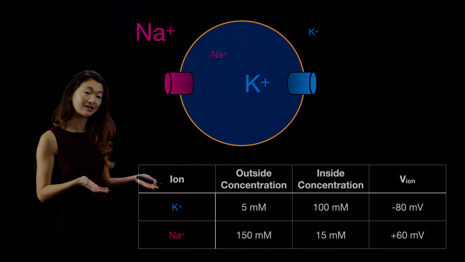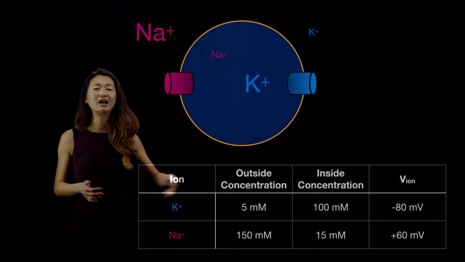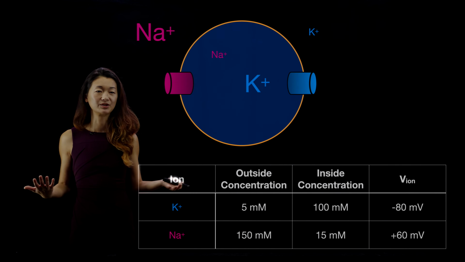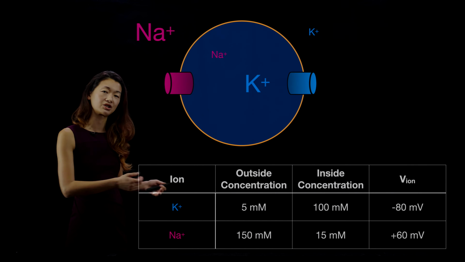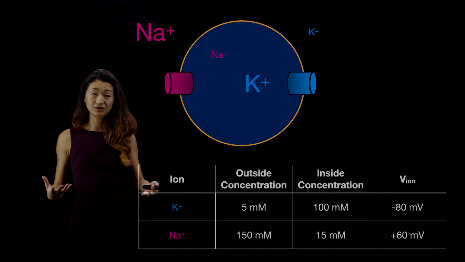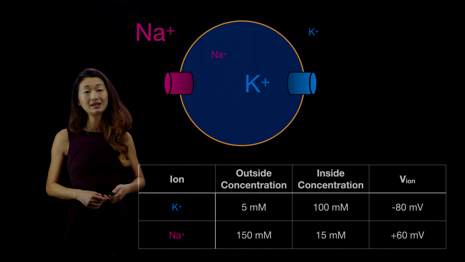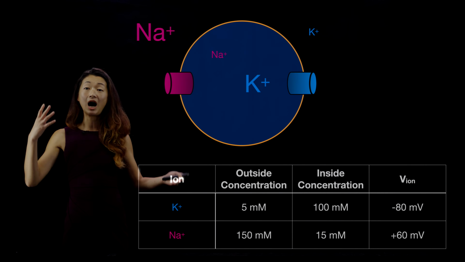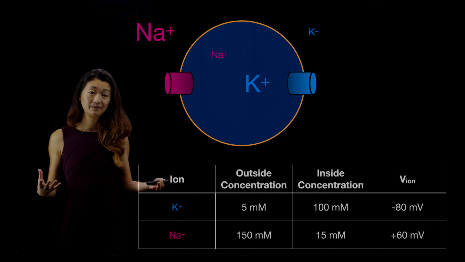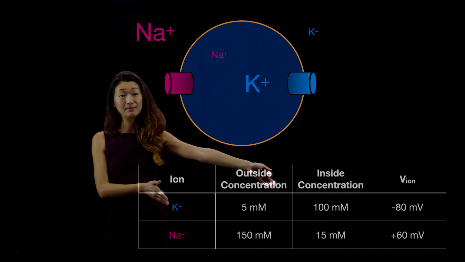We have potassium and sodium, and this is an example of some plausible scenarios of what the concentrations might be in a normal animal cell, in terms of the outside concentrations as well as the inside concentrations. If you crunch through the Nernst potential equation, you'll come upon the Nernst potential for each of these ions, and you'll realize that because of the opposition of their respective concentrations inside and outside of the cell, the Nernst potential for potassium is very negative. It's approximately negative 80 millivolts.